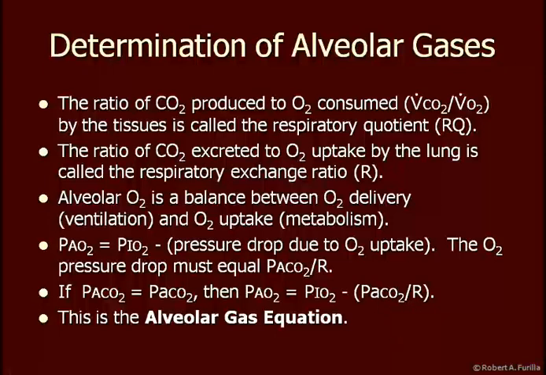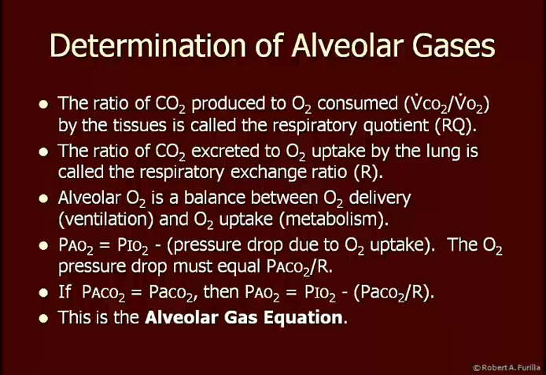This equation often causes confusion in students. It's actually a simple principle. PAO2, what's in the alveolus, equals what went into the alveolus, PiO2, minus what came out of the alveolus. Well, we can't measure what came out of the alveolus, but we can measure what went into the alveolus in CO2.